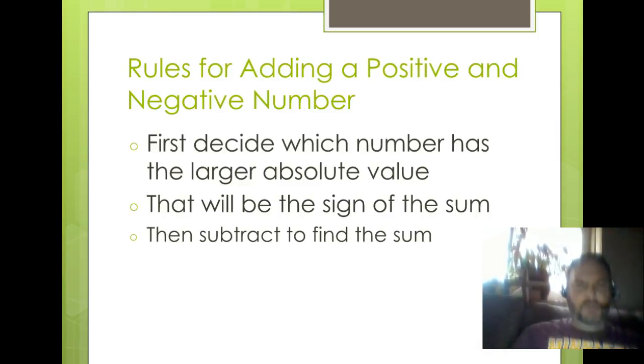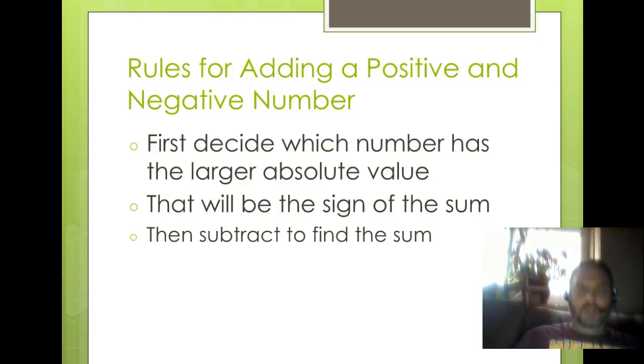We have opposite signs. We have a positive number and then we have a negative number. So the first thing that we have to do is decide which number has the larger absolute value. That's the sign that's going to go with the answer when we find it. If the positive number has the larger absolute value, the answer is going to be positive. If the negative number has the larger absolute value, the answer is going to be negative. So that will be the sign of the sum. Then what you do is subtract to find the sum. All right? We'll need to look at an example of that.